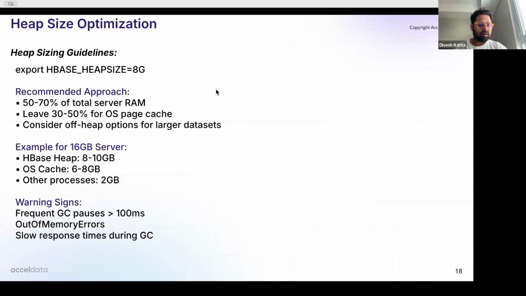Warning signs are important to watch for. If you're seeing garbage collection pauses over 100 milliseconds, your heap might be too large for the workload, or if you're seeing out of memory errors, it might be too small. If you're seeing slow response times that correlate with GC activity, you have a tuning opportunity. Monitor your GC logs, they tell you everything you need to know about the memory pressure and collection efficiency.